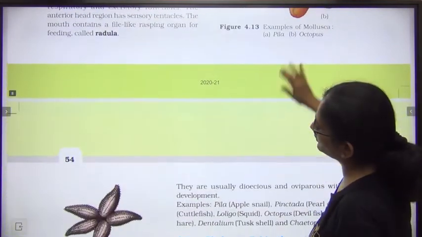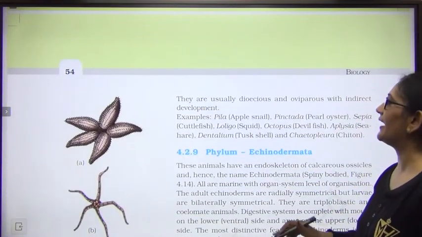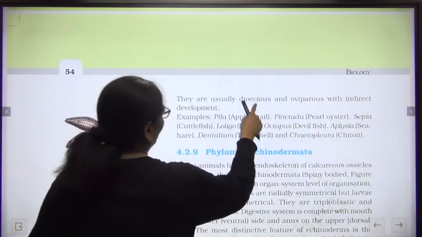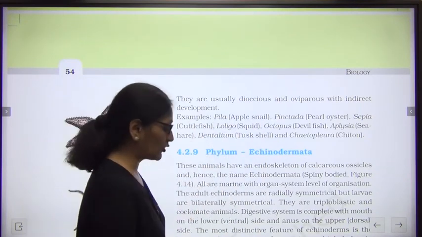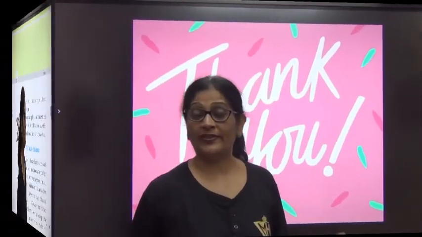Okay? Now if you move to the next page, you will see that in reproduction it's given they are dioecious, oviparous, indirect development, and these are some of the common examples. So with that we have covered phylum Mollusca as well. I hope you understood it well.